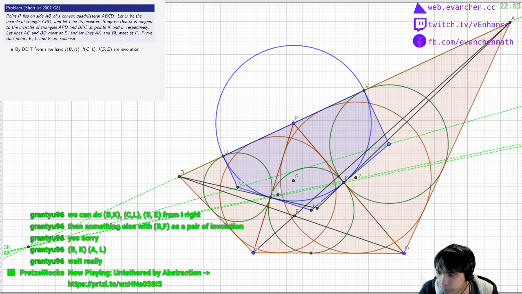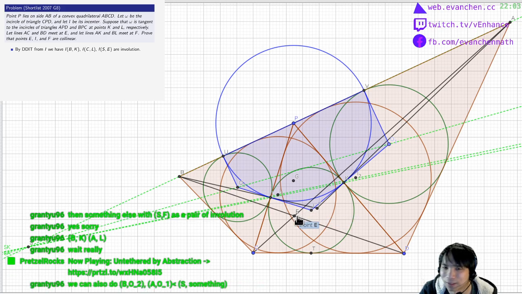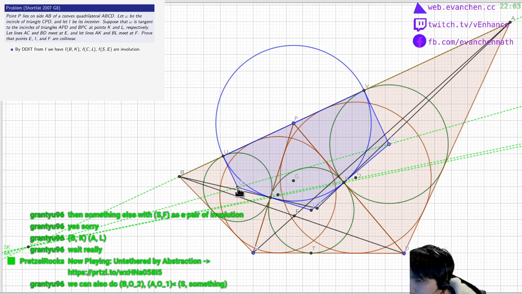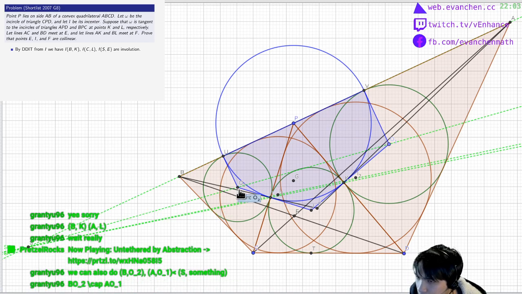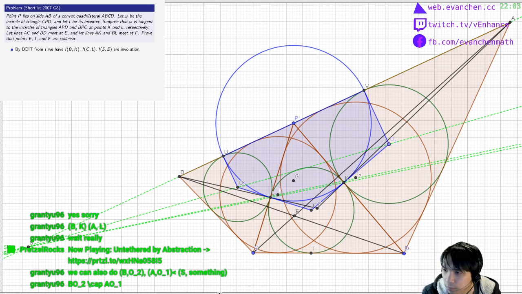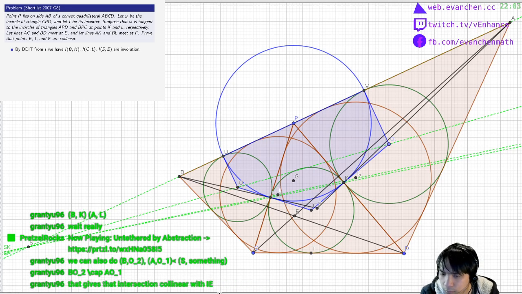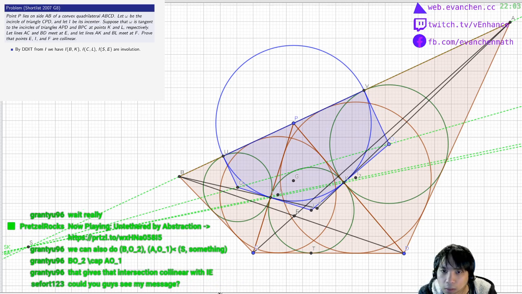Not E, F. So then I want to get something with E. I want something with S though. You can do BO2, AO1. BO2 cap AO1. Is that point good? That gives the intersection collinear with IE.